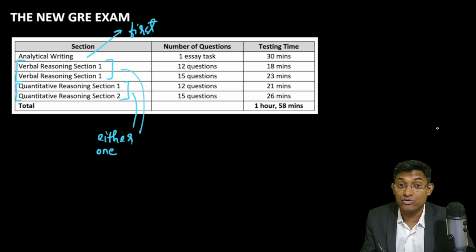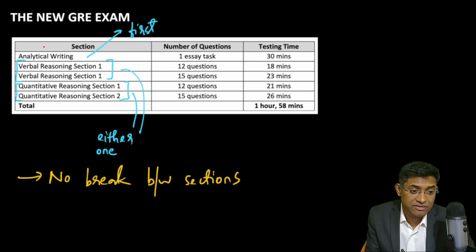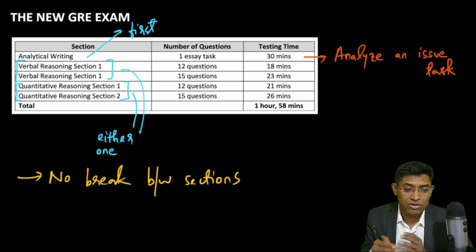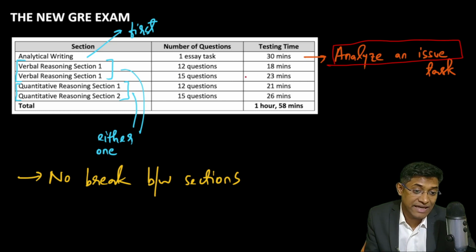All right, and do remember that because the new GRE exam is shorter in nature, there is no scheduled break between the sections. Now let's take a look at these sections or components in a more detailed manner. When it comes to analytical writing, the one essay that you will be asked to write is the analyze an issue essay. The essay task mentioned over here would be that of analyzing an issue, and for that you will be given 30 minutes.